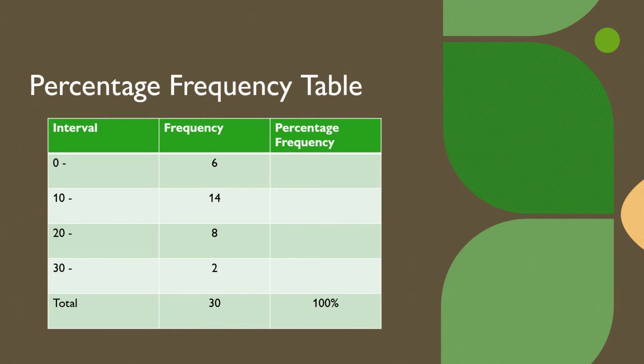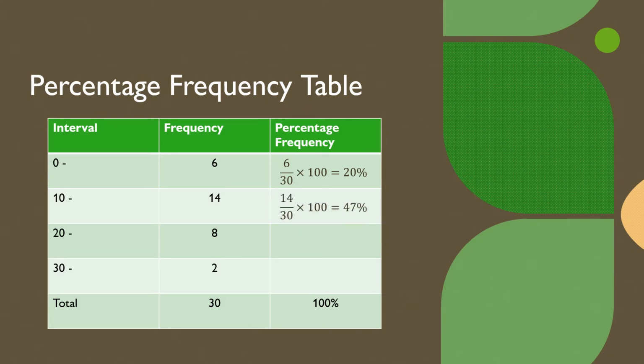That's our total frequency. With percentage, what we do is we take the frequency and convert it into a percentage relative to the total of frequency. So for the first one there, because there are 6 fitting into that interval out of a total of 30, that represents 20% of the data. And that's how you calculate the percentage frequency there. 6 over 30, so whatever the frequency is over the total frequency.